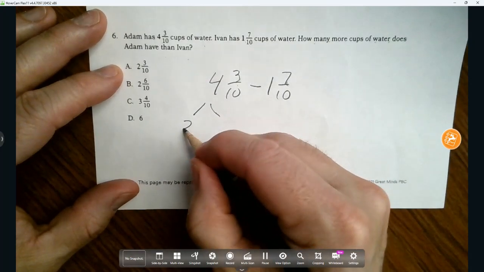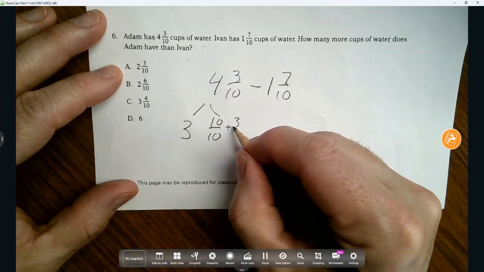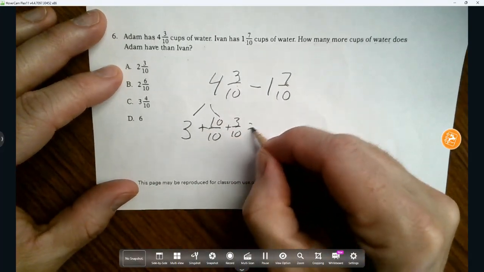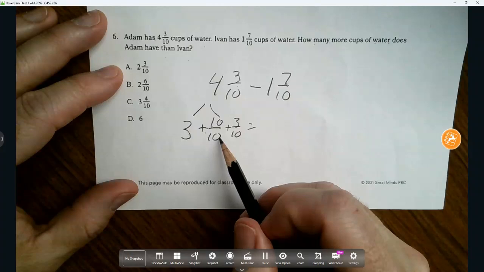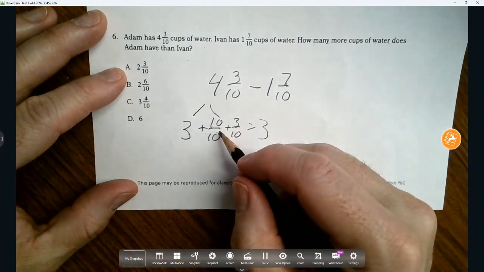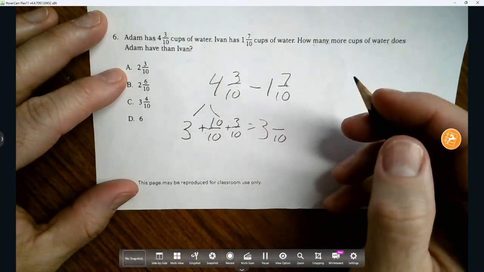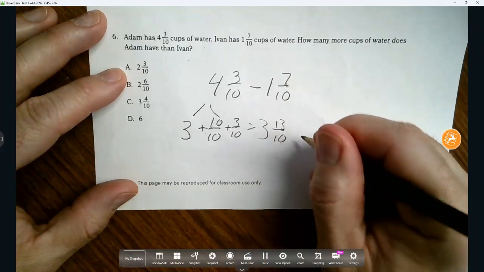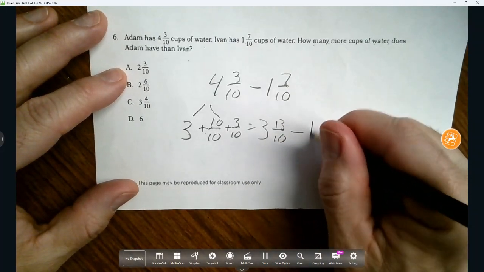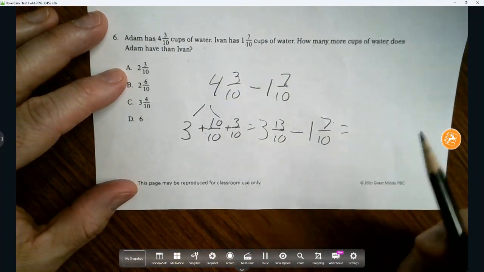So 4 minus 1 is 3. I'm going to take 1 out of the 4. So that's 10 over 10, which is 1. So now look at 3 plus 10 over 10 plus 3 over 10. So that's 3, and then we have over 10. So what is 10 plus 3? 13. Minus 1 and 7 over 10. Now the 13 is bigger than the 7, so we're good.